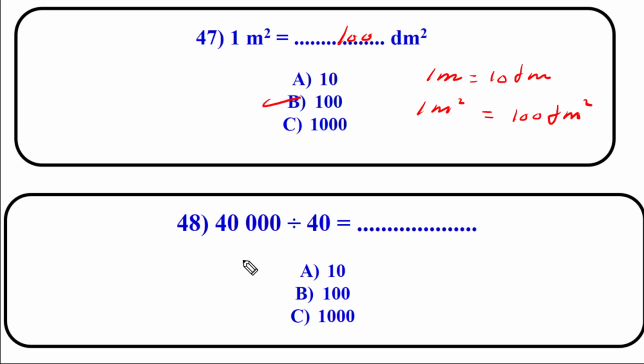Next, 40,000 divided by 40. We can find it mentally. How? Just delete one 0 from each. Now we can take 4 divided by 4 equals what, guys?